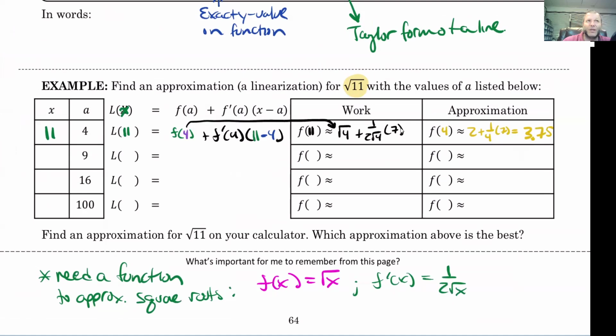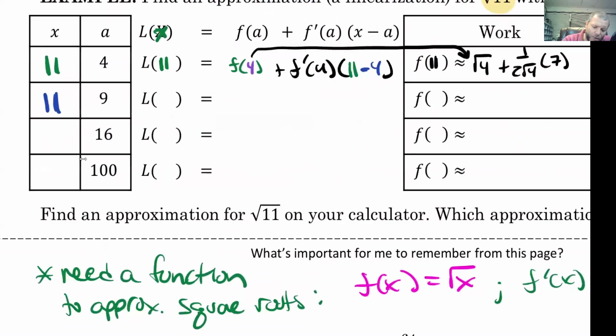Now we can obviously do a little bit better than 3.75 by shortening the distance between 11 and a nice, easy to find value. So what's another easy value that we can take the square root of? Well, 9. So let me see how this improves our approximation. So again, x is 11. We want to find the linearization of 11, which is going to be f of 9 plus f prime of 9 times 11 minus 9.